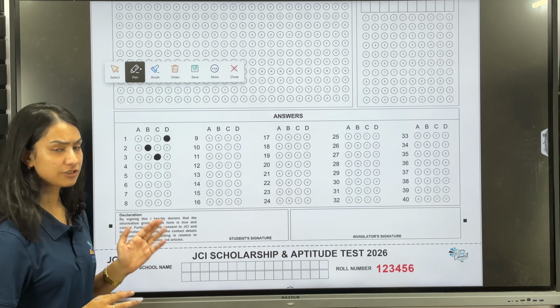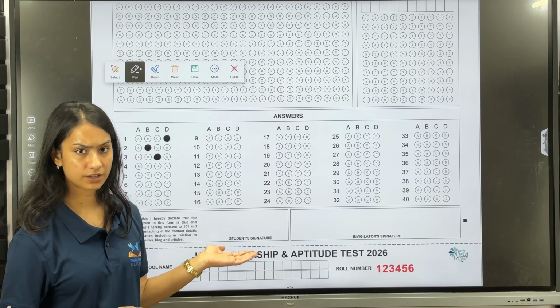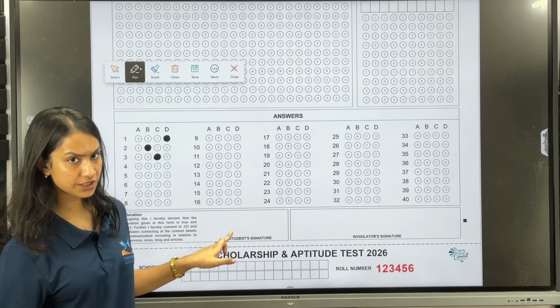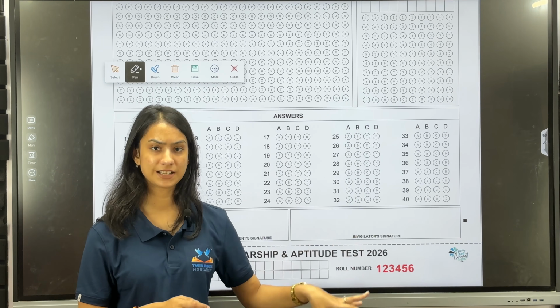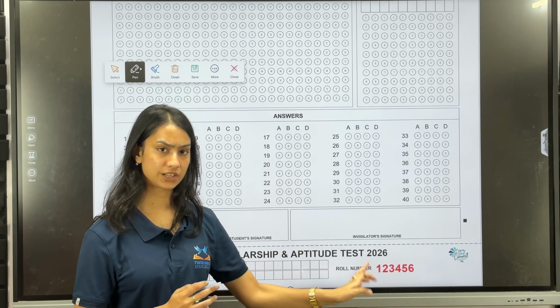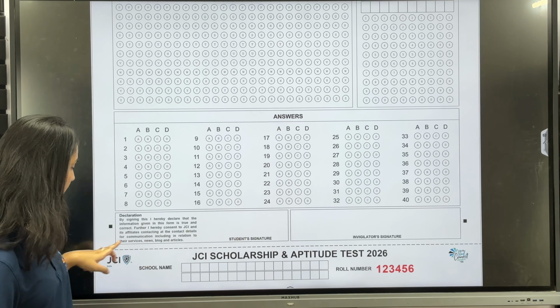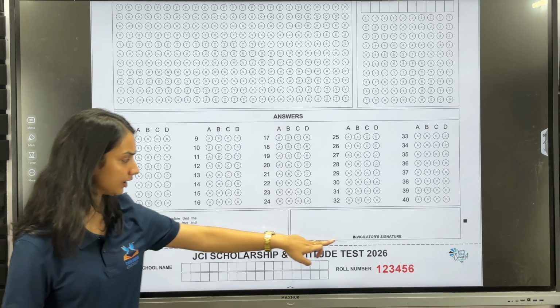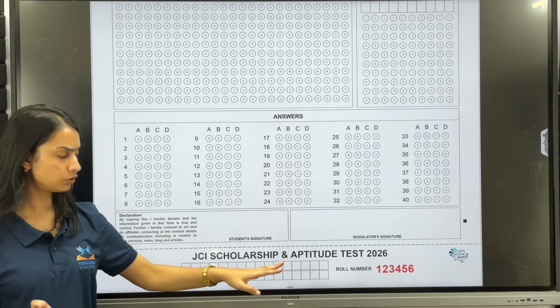Then after completing the test, you have to put your signature. Here you have to sign, and here any respected person present in your class will sign. What is the use of this slip? You have to tear the slip from the given line. Here we gave you the line, you have to tear the slip and keep it with you.